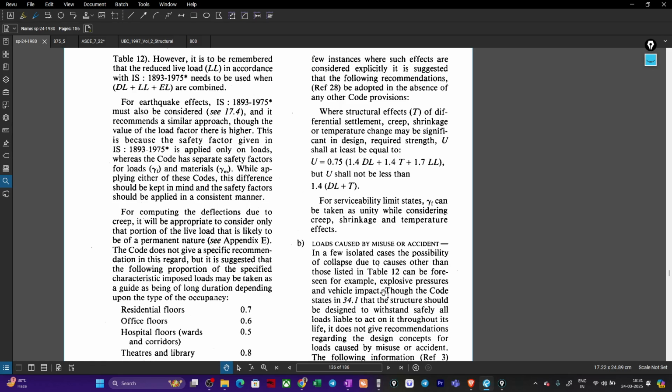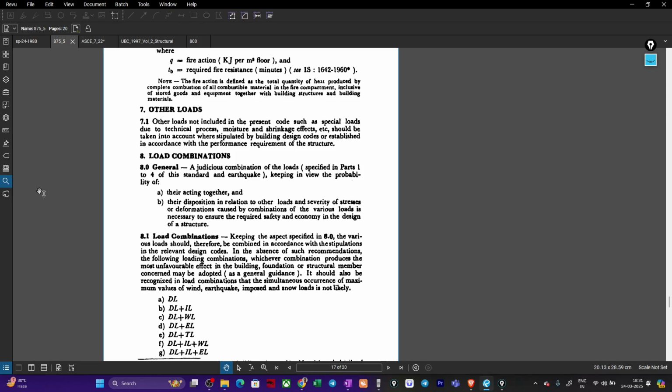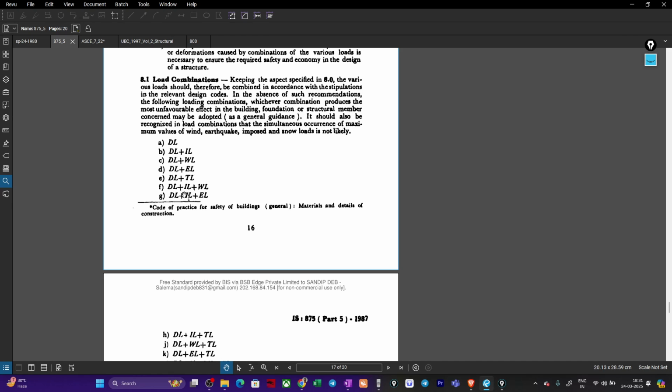Now if I jump into another code, let me just show you what IS 875 part 5 gives. It gives combinations like this, what sort of combinations can be there: dead load, live load, IL means imposed load, dead load, wind load, seismic load, temperature load, TL.